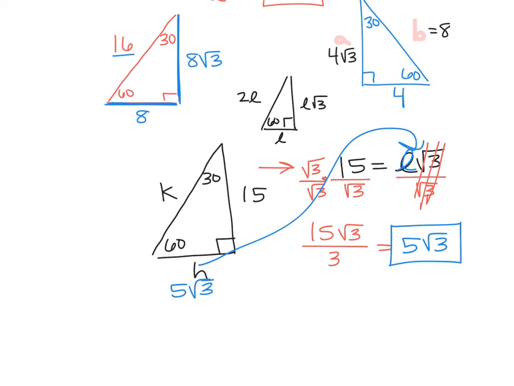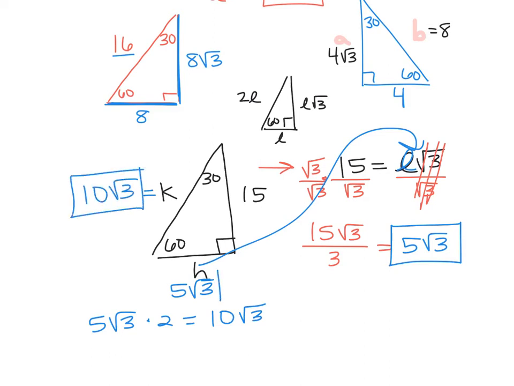How do I get K? You double it, okay? Now here's the question. How do you double 5 rad 3? 10 rad 6? No. 10 rad 3, right? When you double 5 rad 3, so 5 rad 3 times 2, 5 times 2 is 10. Your rad 3 doesn't change. Okay, so this is 10 rad 3.